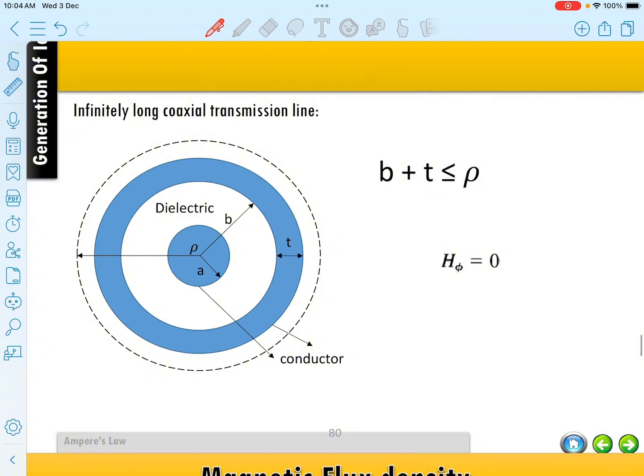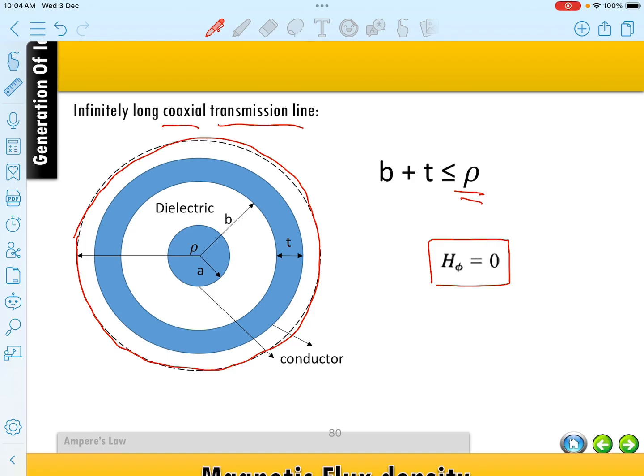The last one is the region where rho is greater than b plus t, which means it is outside. For this part, the magnetic field H is equal to 0, meaning there is no magnetic field outside of this long coaxial transmission line. This is very important. When there is no magnetic field outside of it, there is no radiation coming from this coaxial transmission line which could affect the operation of other instruments or devices.